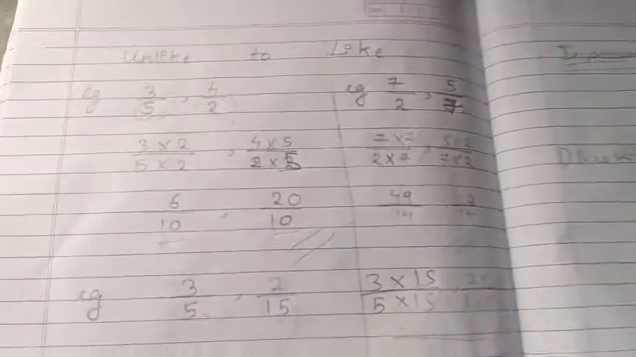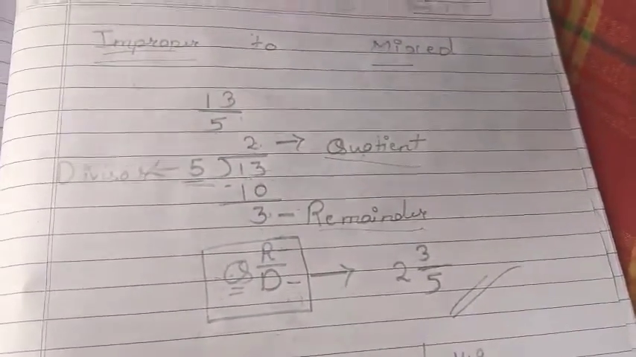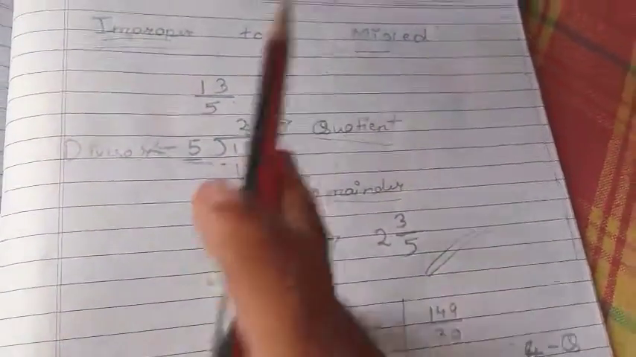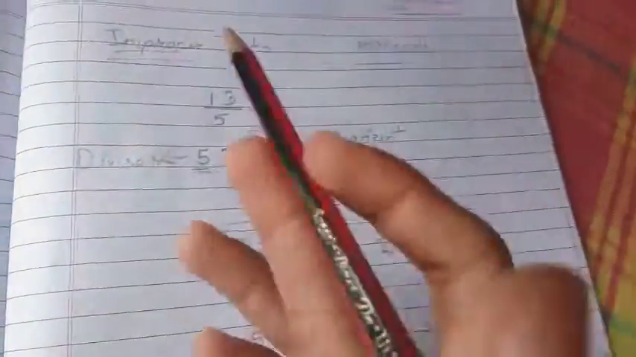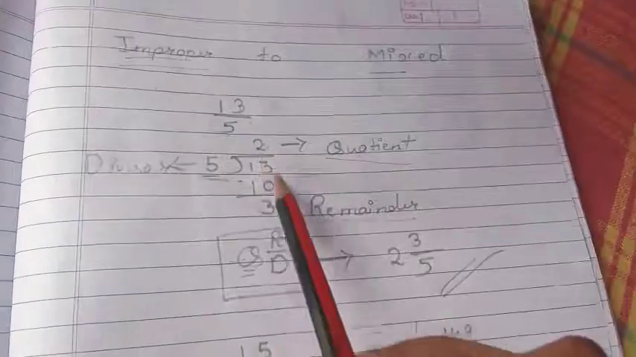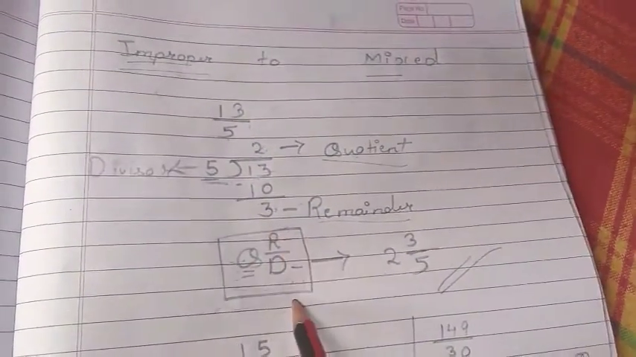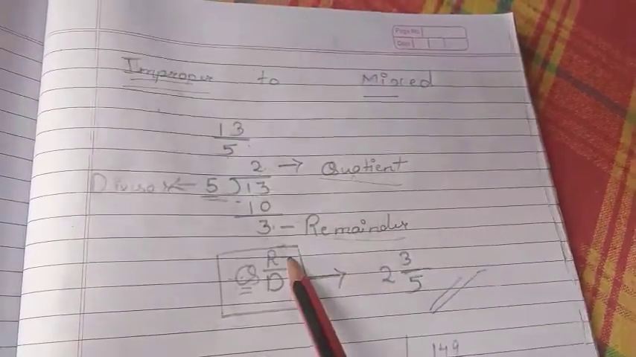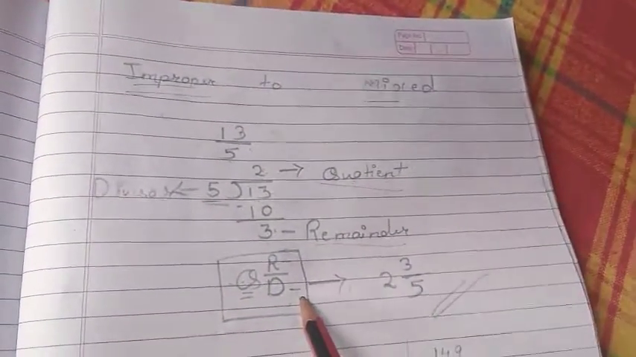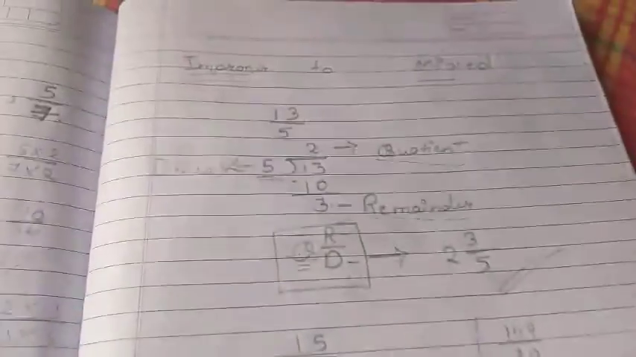Next we did improper to mixed. To convert improper to mixed, or proper to mixed, whatever, proper or improper doesn't make a difference, you have to just divide it regularly. As you divide, you have to write in the form of quotient, remainder, divisor. Whatever quotient you are getting, write it here, the remainder in the numerator and the divisor in the denominator. Okay, quotient, remainder, divisor. Similarly you can solve it for converting improper to mixed.